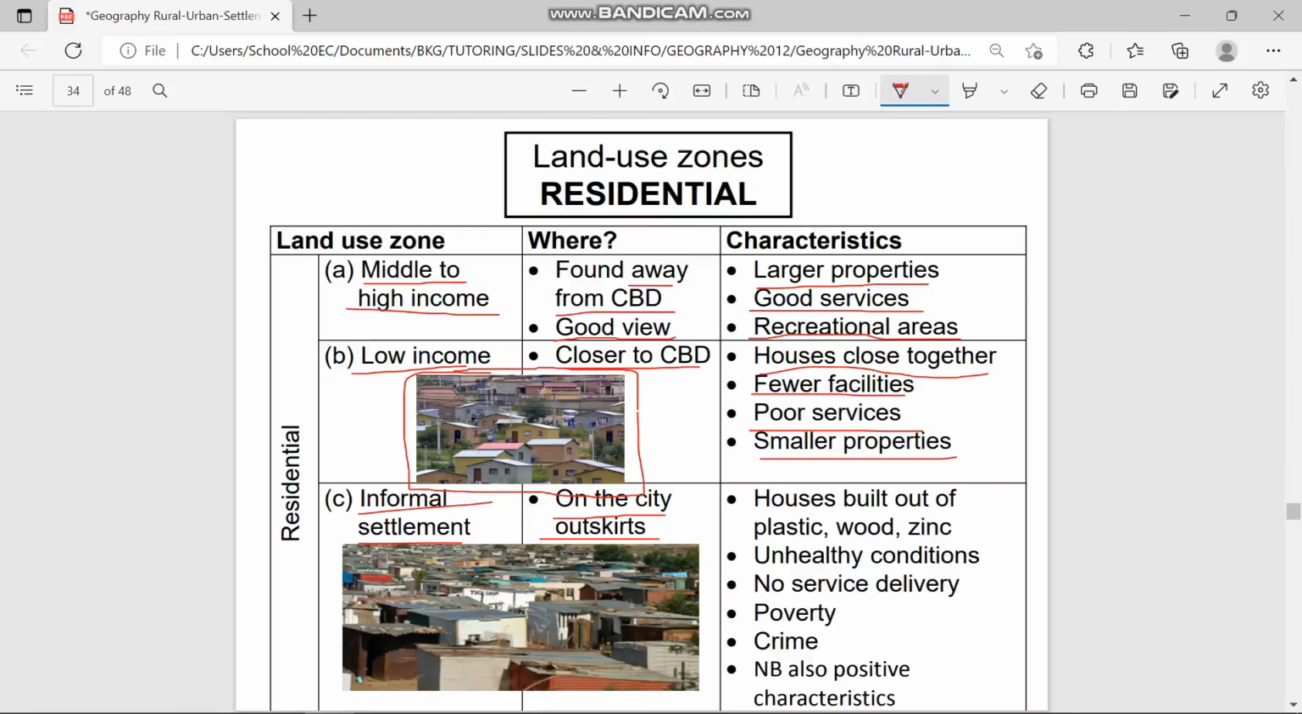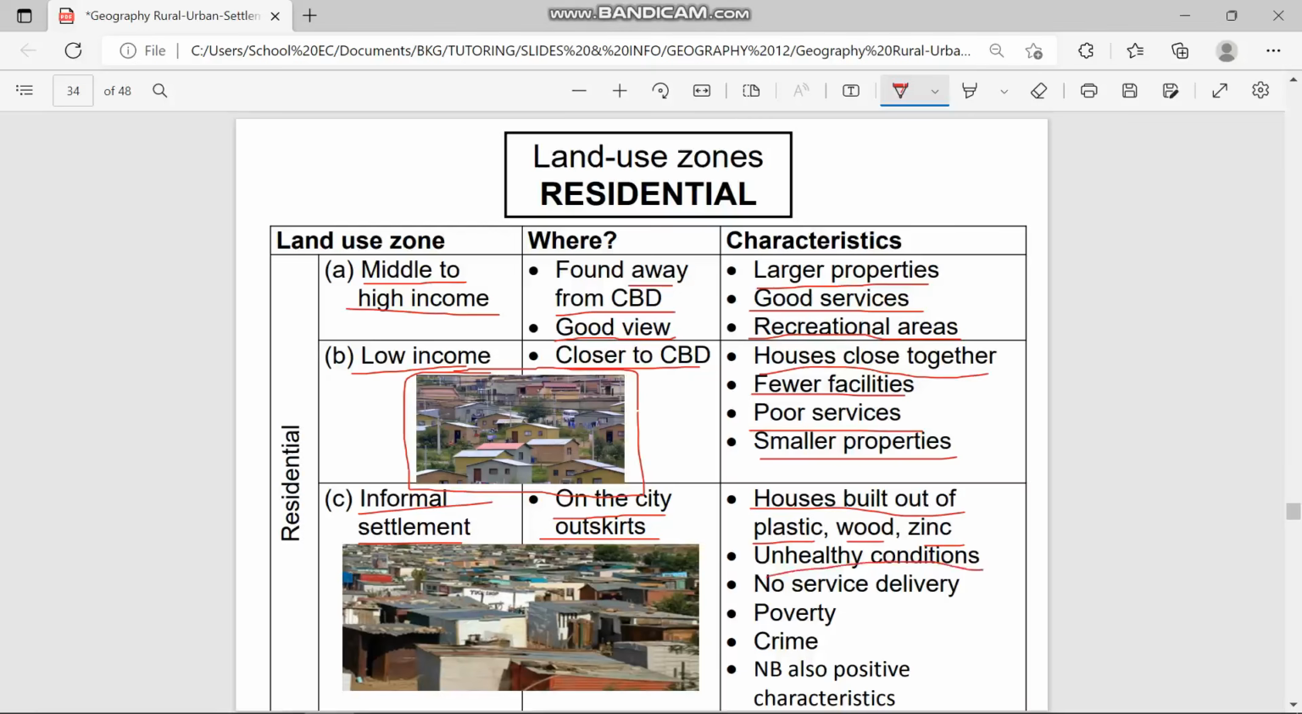The characteristics: houses built of plastics, woods, zinc, and other materials. People build by their own hands because they don't have money to buy houses, to rent, or to buy the material to build a house. So they use plastics, woods and zinc, as you can see in the picture.